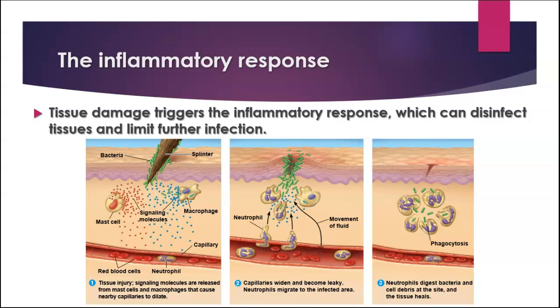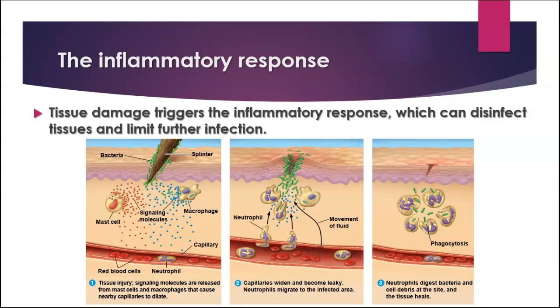Now, when you have some kind of tissue damage, like if you have a cut or a scrape or an injury of some kind like that, there is something called the inflammatory response that comes into play here. And this basically is going to help disinfect the tissues and try to limit the infection from going any further than that area. So the example shown in the pictures is when you get a splinter. When you have any kind of puncture into your skin, that allows bacteria that may be on the surface of the skin or on the instrument or whatever it is that punctures your skin to be transferred to the inside of your body.